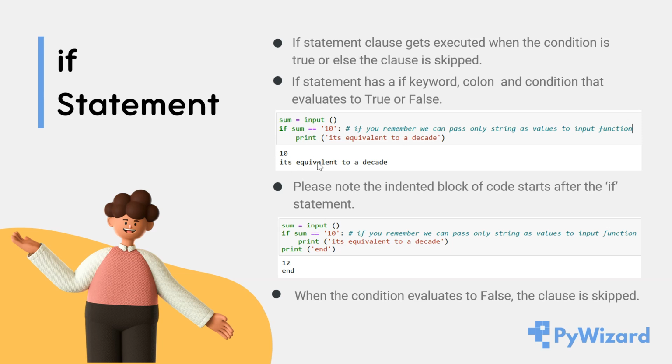Another thing to note is that the indented block of code starts after the if statement. Again, if the if statement is false, then the clause gets skipped. What I did here is add a print end, which does not have any indent, and hence it is not part of the block of code after if. So if the clause is skipped, we are going to print end. I provided 12 as an input, which does not satisfy our condition, and hence it printed end.